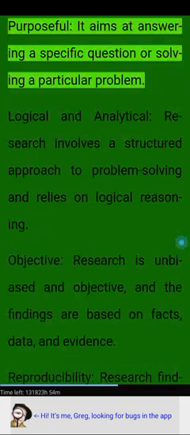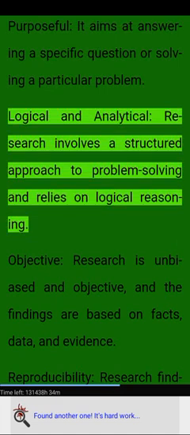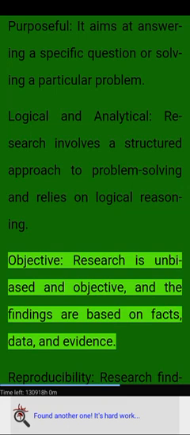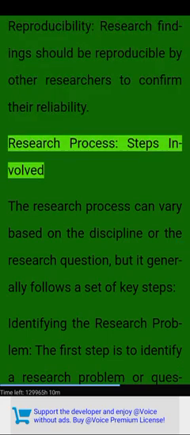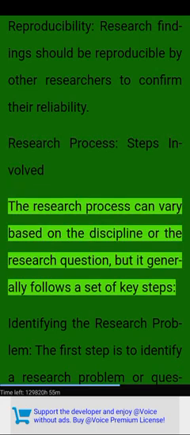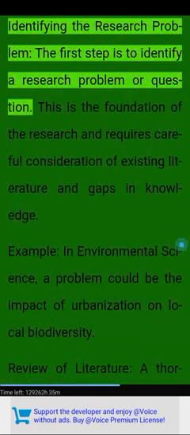Key features of research. Purposeful. It aims at answering a specific question or solving a particular problem. Logical and analytical. Research involves a structured approach to problem solving and relies on logical reasoning. Objective. Research is unbiased and objective, and the findings are based on facts, data, and evidence. Reproducibility. Research findings should be reproducible by other researchers to confirm their reliability. Research process. Steps involved. The research process can vary based on the discipline or the research question, but it generally follows a set of key steps.